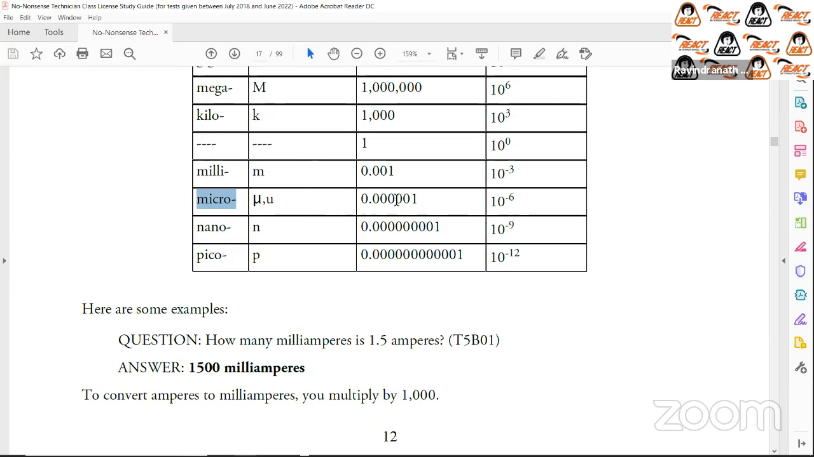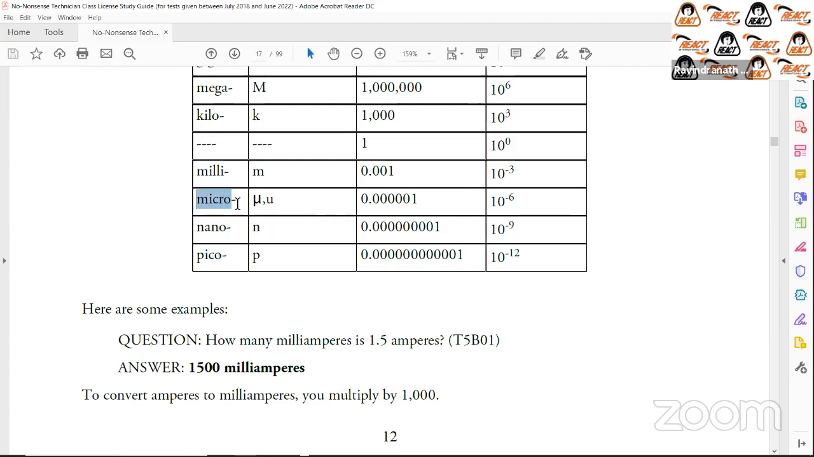The order of the multiplier between micro and pico is 1 million. If you want to go from micro to nano, that's 1,000. If you want to go from nano to pico, that's another 1,000. But if you want to go from micro to pico, that's 1,000 multiplied by 1,000, which is 1 million. So every time you go down in the units here, you are going down by a multiplier of 1,000. So if you skip 2 steps, it's multiplied by 1,000, multiplied by 1,000, 1 million.